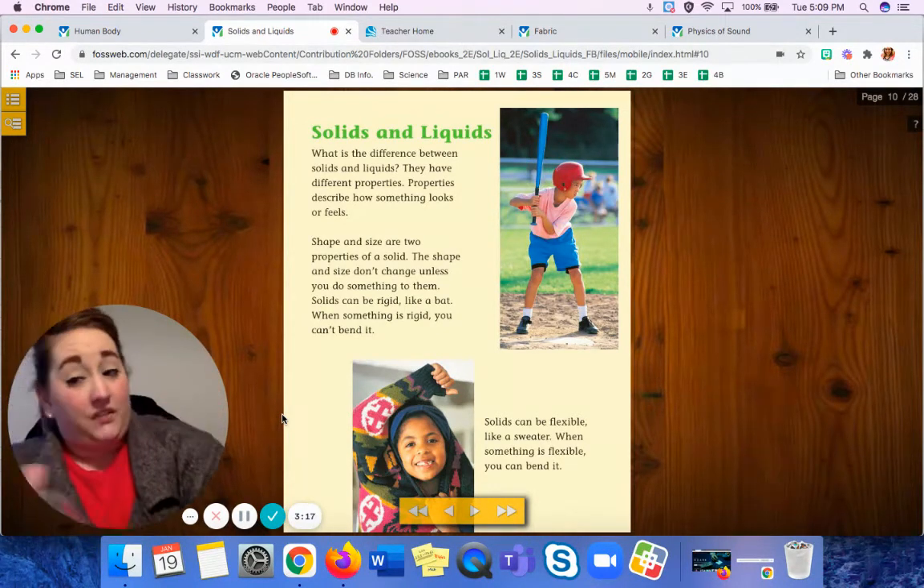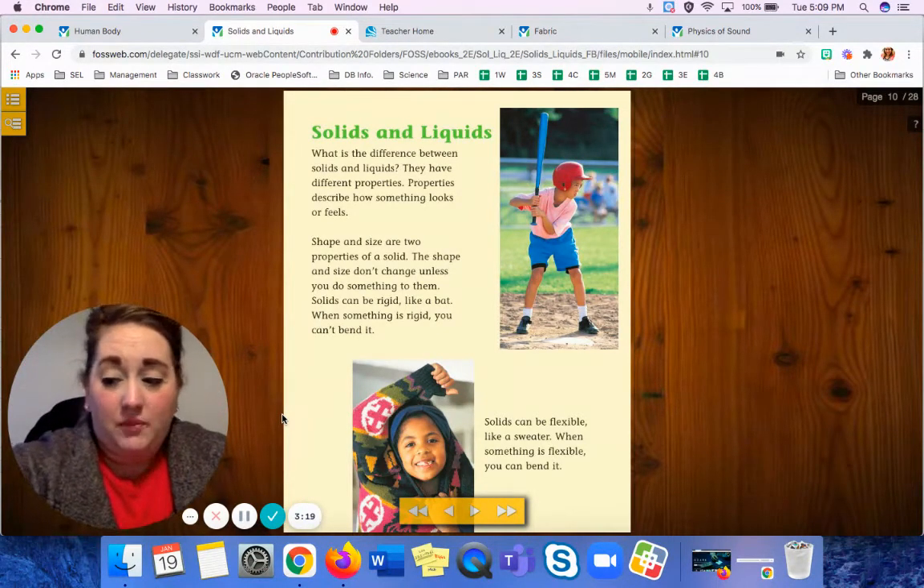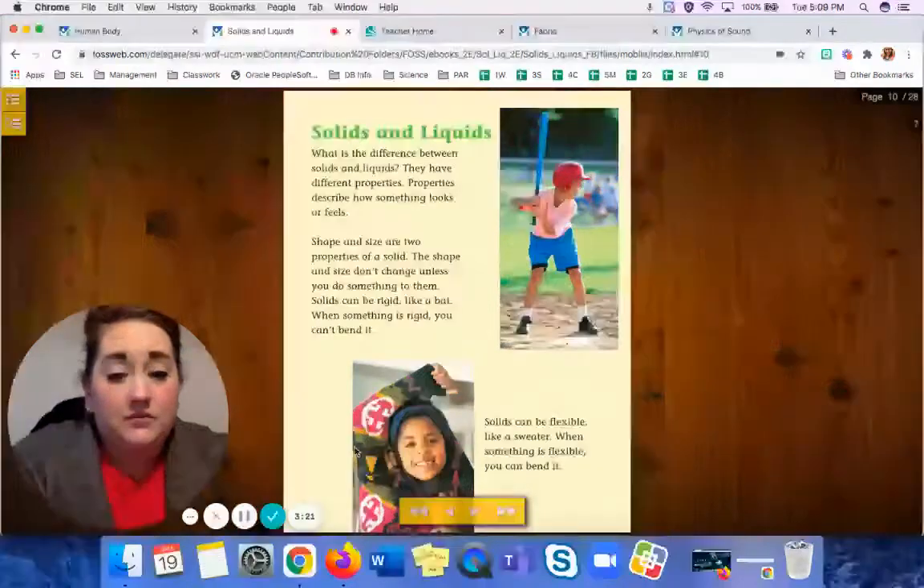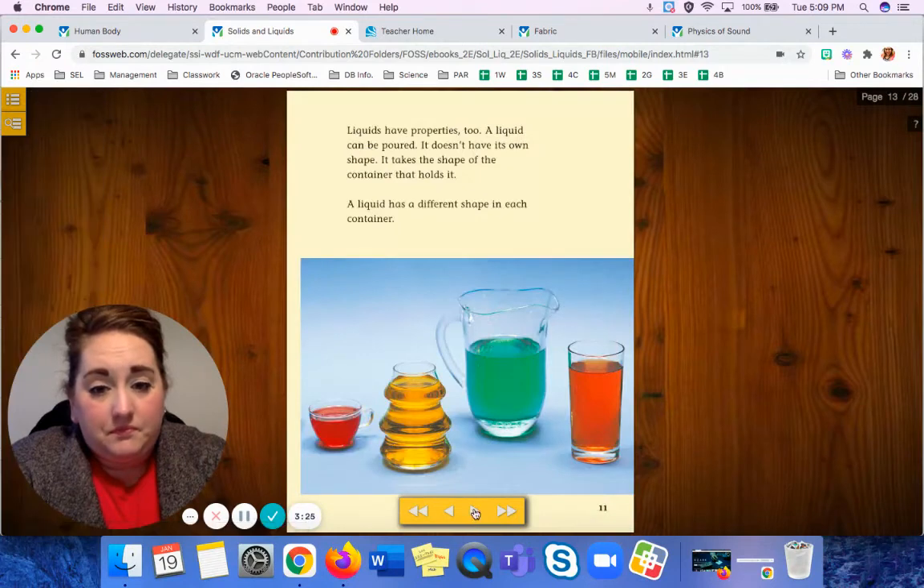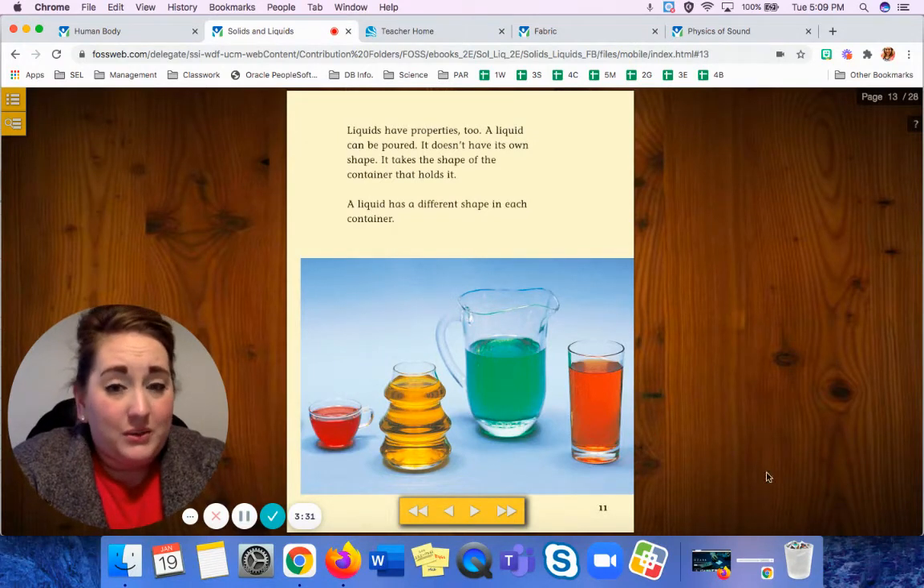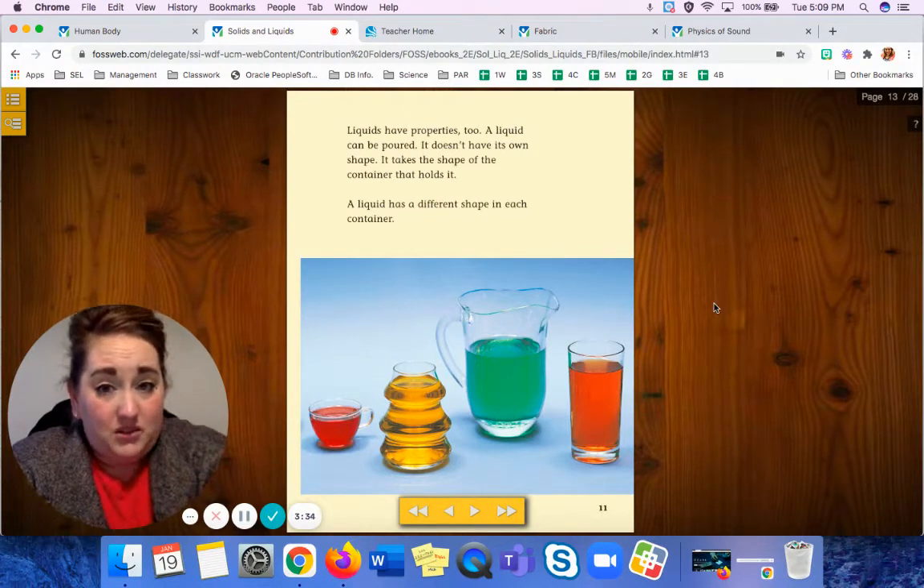But if it were in a different shaped container, it would look different, just like it did in this story. See how the liquids are in four different types of containers? The liquids themselves are different shapes.